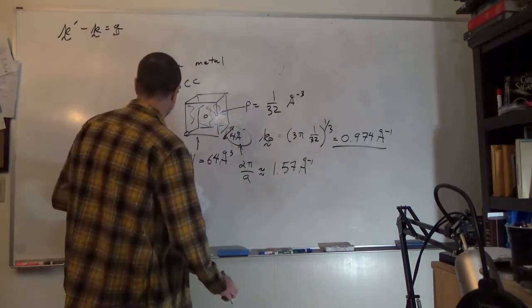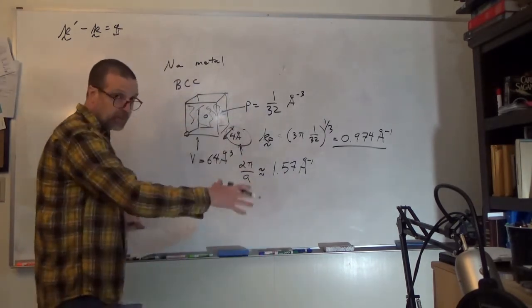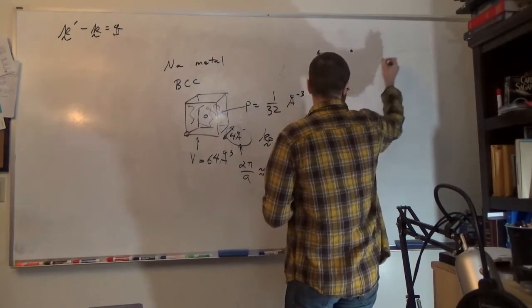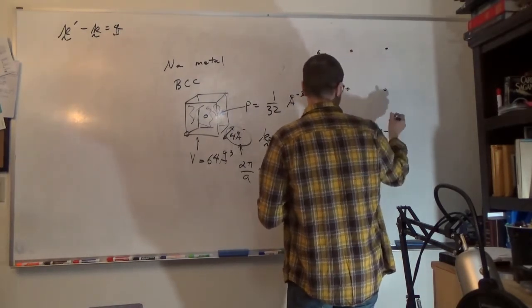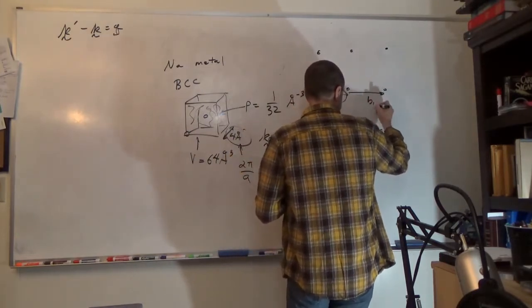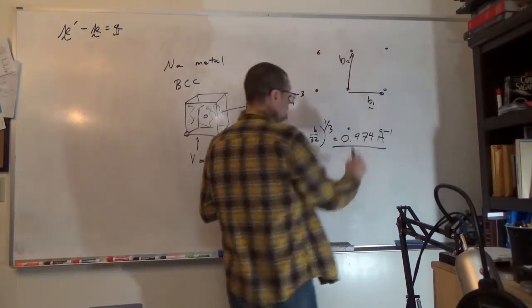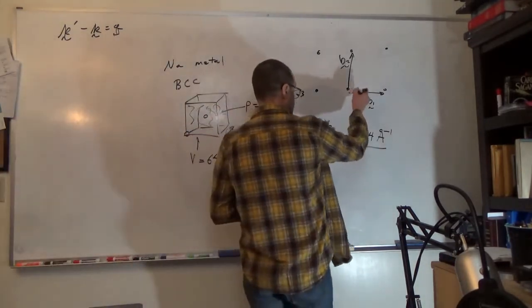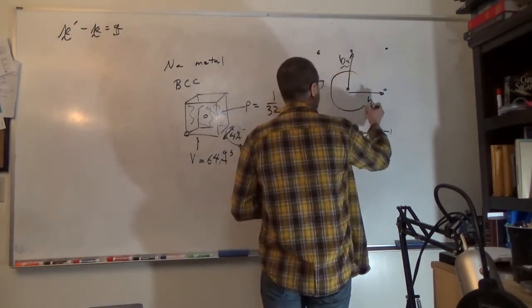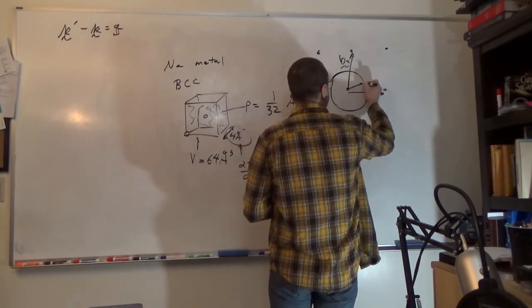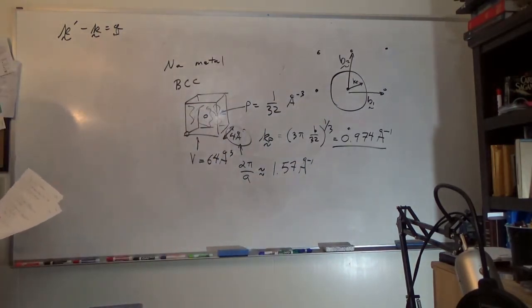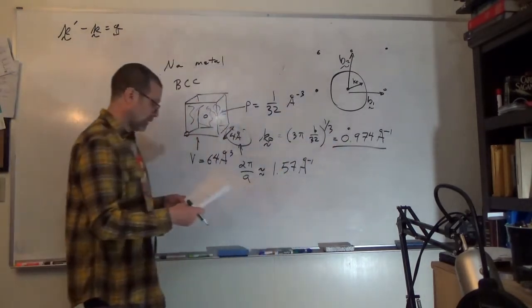So what this means is that we have some reciprocal space representation of our lattice where B1 and B2 are reciprocal lattice vectors, and centered on one of these points is going to be our Fermi sphere, and that's going to be inside of our reciprocal lattice. They're both in units, of course, of 1 over angstrom, or inverse length.